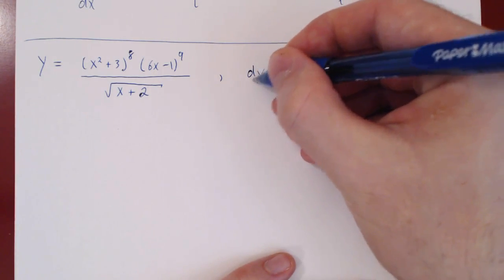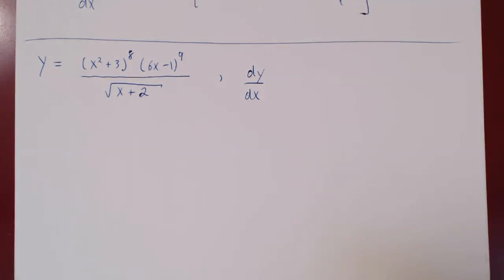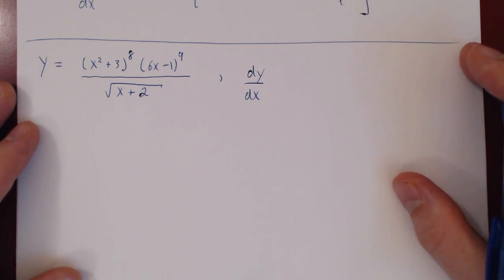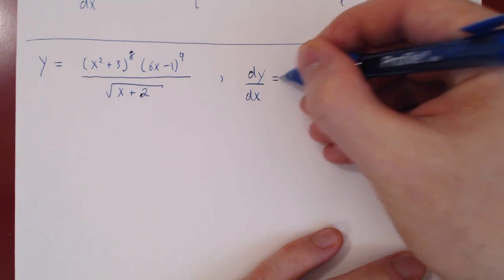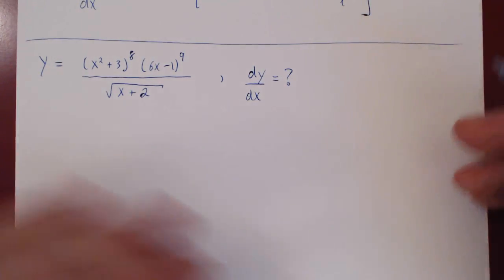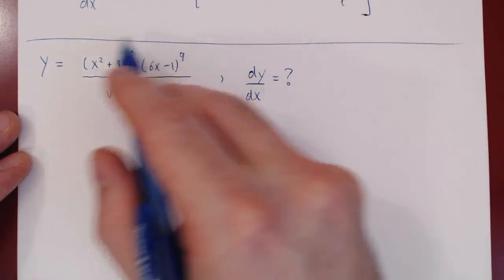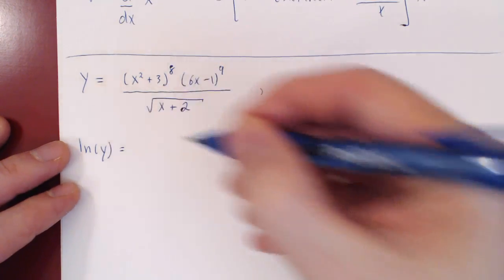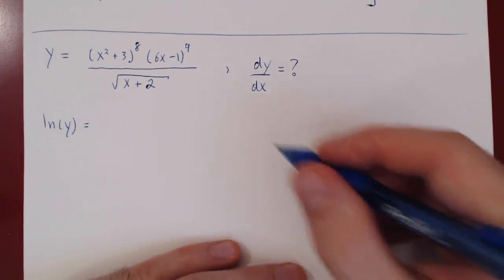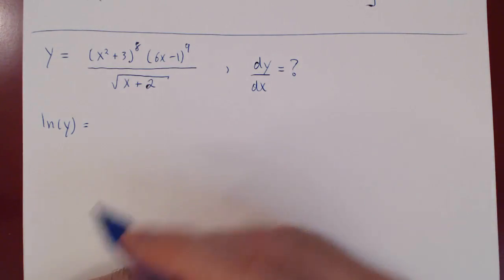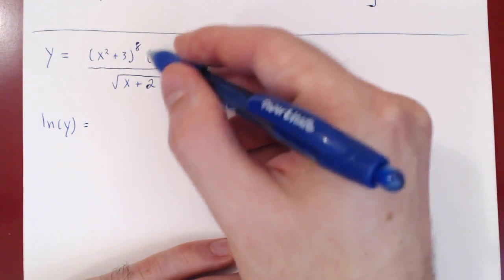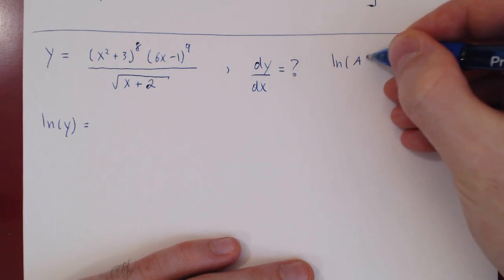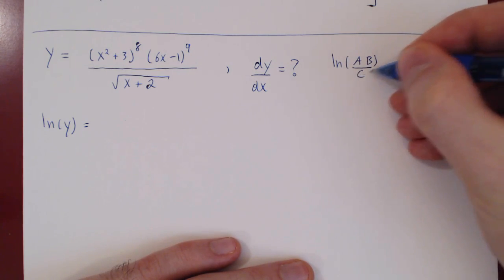So here, as before, we want to find dy over dx. But remember here, in this case we'll use all three properties. We want the derivative. So let's take ln on both sides and then simplify the expression. So we have ln of y will equal the ln of this expression. But think of it, this is the ln of a times b divided by c. So imagine that you have this ln of a times b over c.